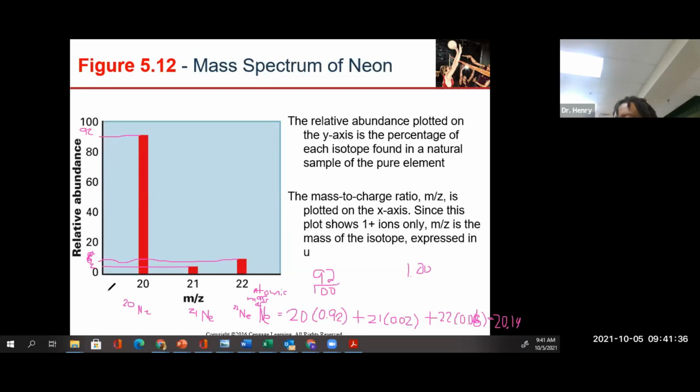So if we look at our periodic table, we get 20.18. So I'm a little off, but again, these are rough estimates. They're not going to give me the exact answer, but it gives us an idea. Neon is 20.18 on the periodic table, and if we add the exact numbers, we would get that mass exactly. Okay, so let's give this a shot on your end.